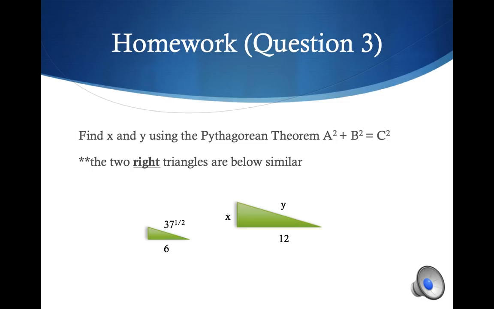Alright, so given the 2 similar right triangles below, the first of which has a base of 6 and a hypotenuse of the square root of 37, and the other with a base of 12, height of x, and hypotenuse of y. Is it possible to find the values of x and y, and if so, what are they?